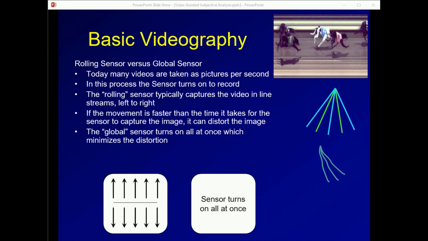There are a couple of ways that a sensor can capture an image, typically termed rolling versus global. Rolling is when the sensor turns on from one point of the sensor to another. Global is where the entire sensor turns on at once.